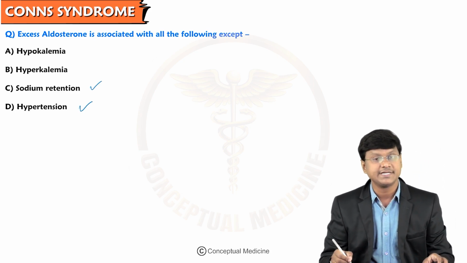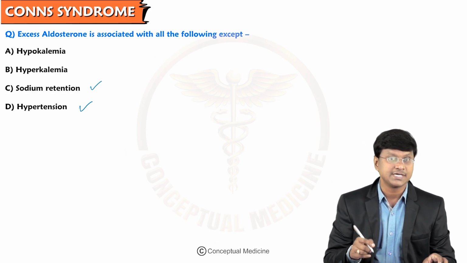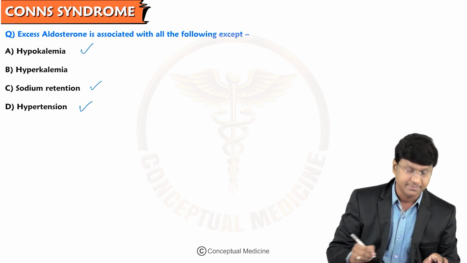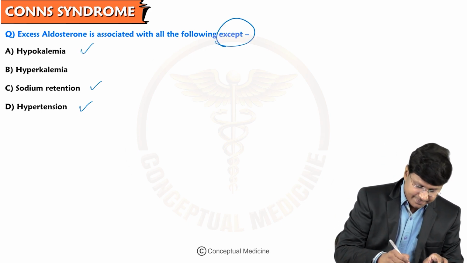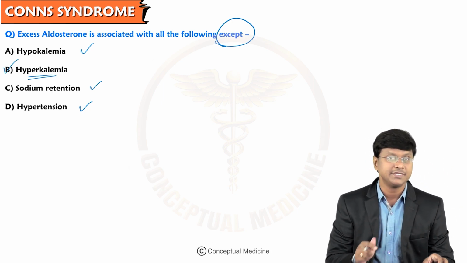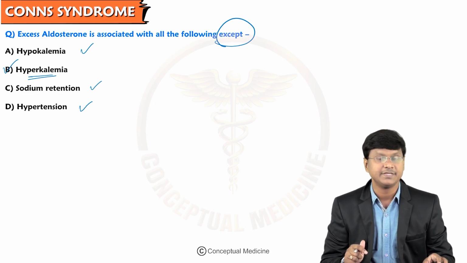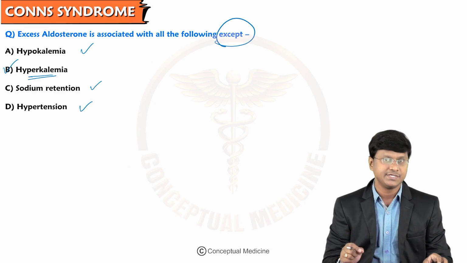Hypertension will also be there, that is diastolic hypertension. And this excess aldosterone is associated with hypokalemia. But what is asked? Except. So hyperkalemia will not be there. Right? Hyperkalemia will not be there, but hypokalemia will be there. Okay. Now, let me discuss the investigations.